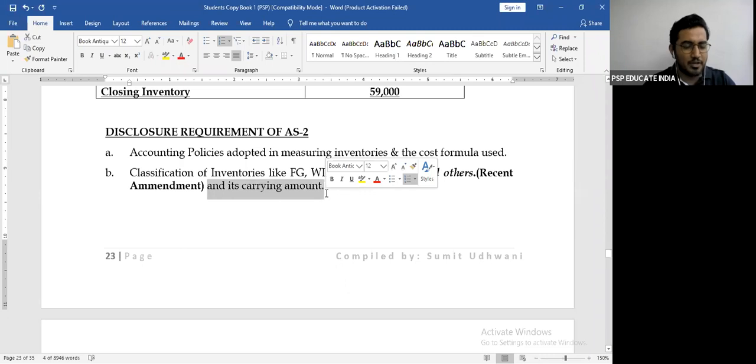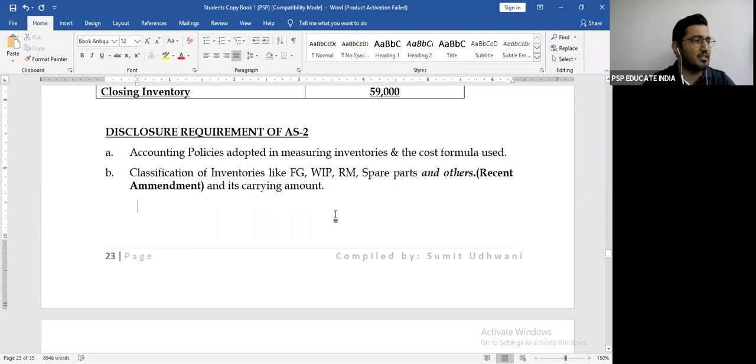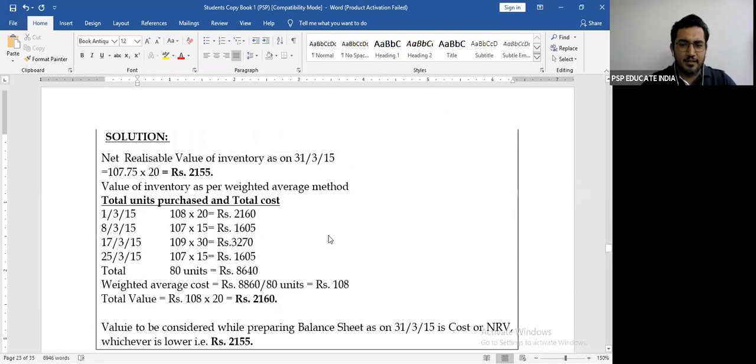Suppose the total inventory is 1 lakh. So 25,000 if it is of raw material, then you will bifurcate it. Raw material 25,000, finished goods 25,000, WIP 25,000. That is how you will have to bifurcate the entire value of inventory into various heads of classification. Are you getting it? Okay.